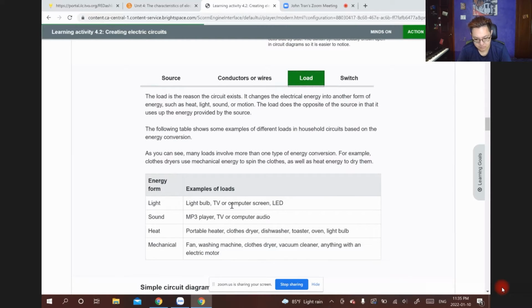Light: light bulb, TV, computer screen, LED. Sound: MP3 player, TV or computer audio. Heat: portable heater, clothes dryer, dishwasher, toaster, oven. Mechanical: fan, washing machine, clothes dryer. As long as it uses electricity, these are the loads. The sources are the ones that provide electricity. The loads are the things that consume that electricity. So it's the opposite.